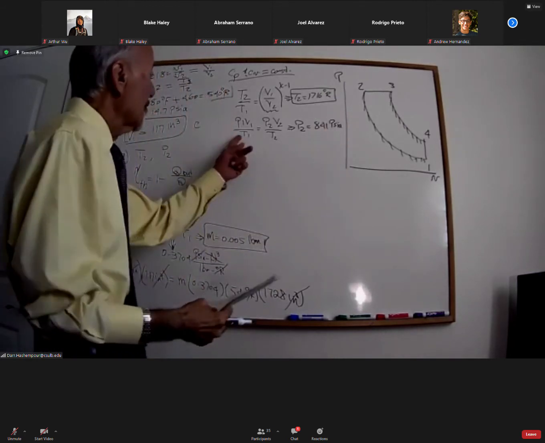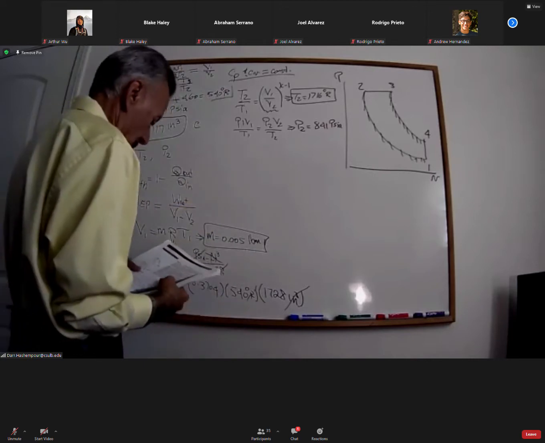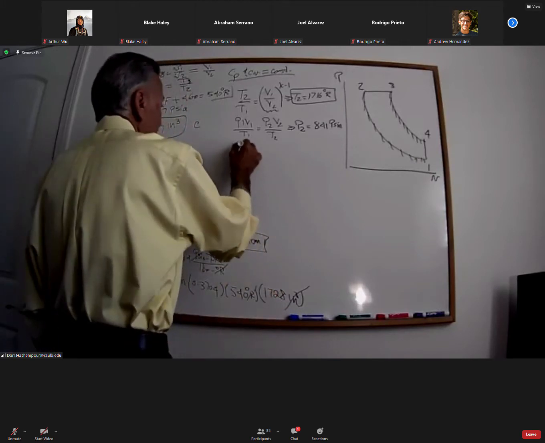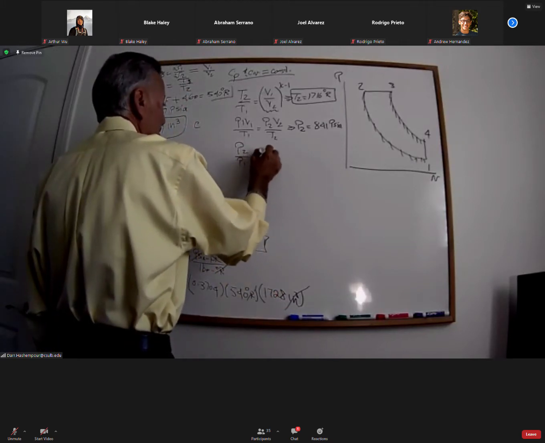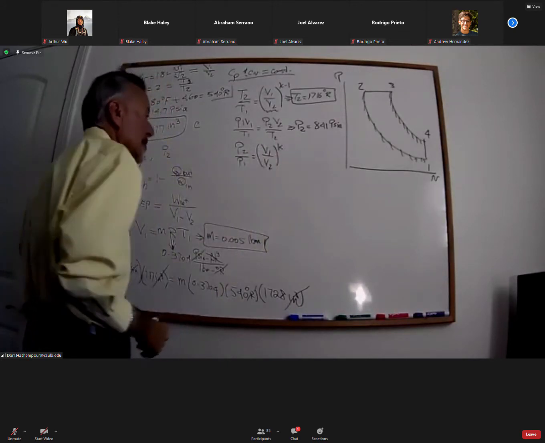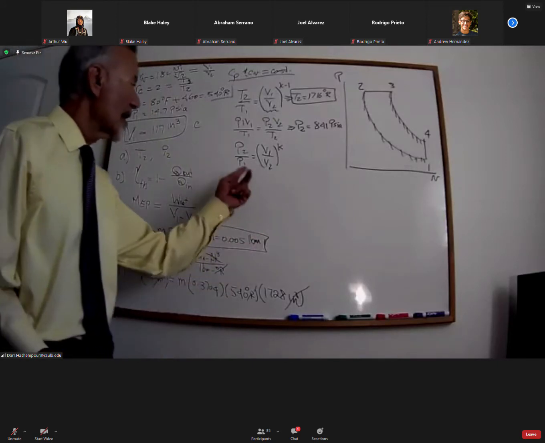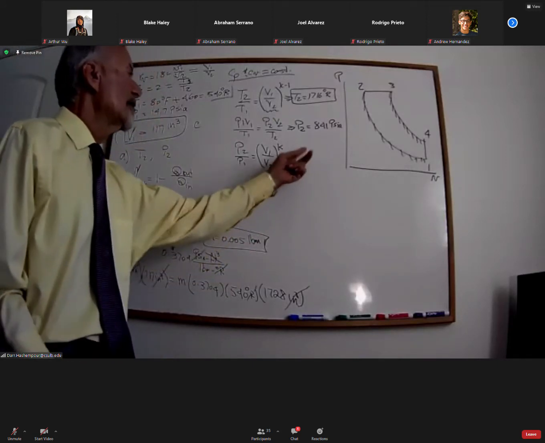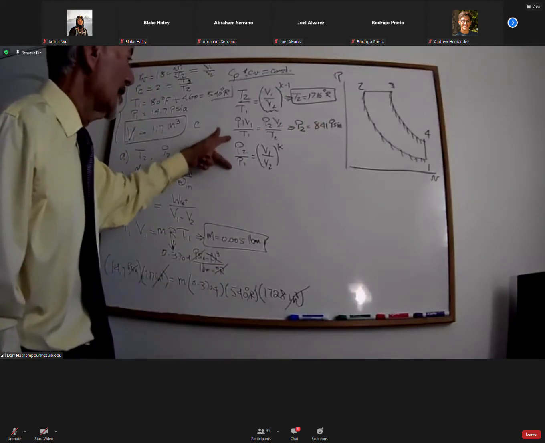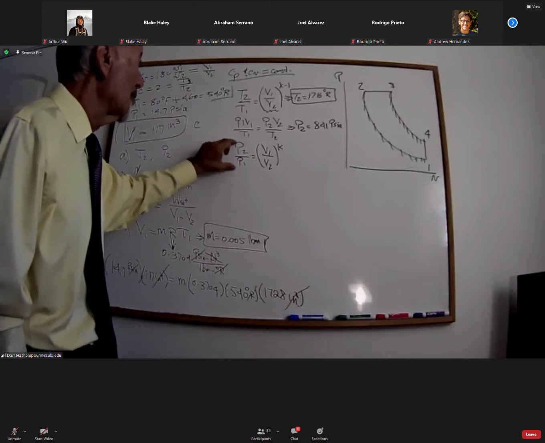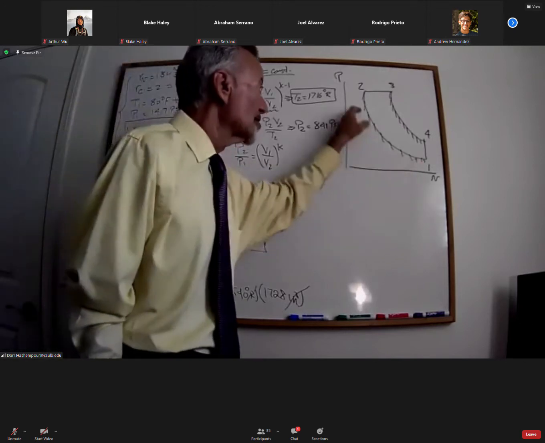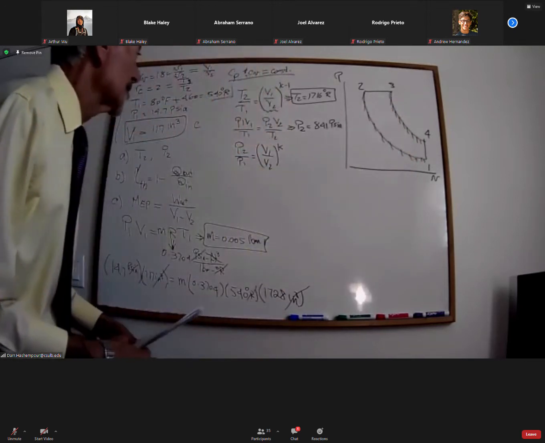Now, another way of writing this, I can do it this way. This is again part of the ideal gas equation, and it says P2 over P1 is equal to V1 over V2 to the power of K. I can also do it this way and find the same answer. Either way, it's all the ideal gas equation. These are the isentropic equations, T2 over T1, P2 over P1, all of that isentropic ideal gas equations.